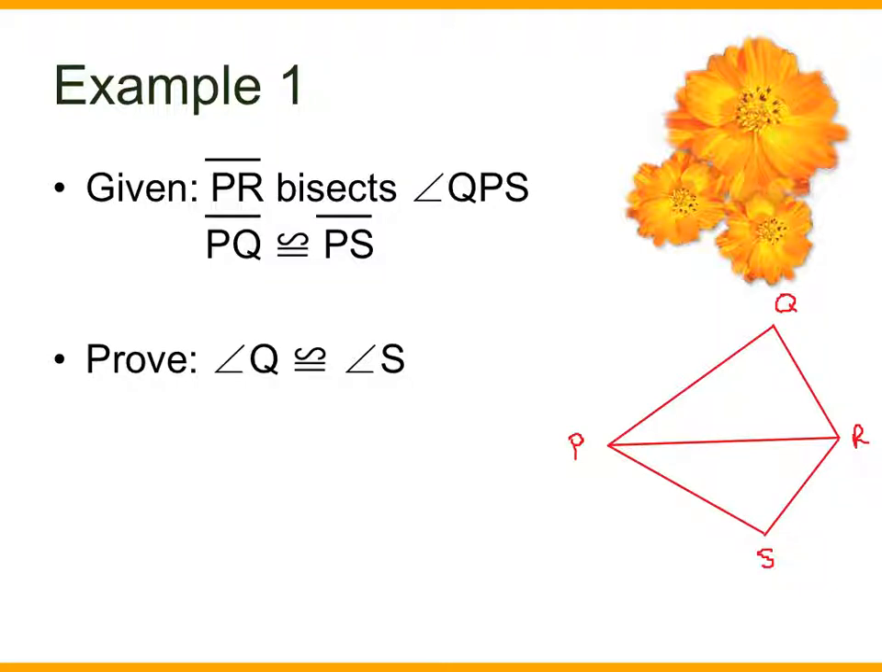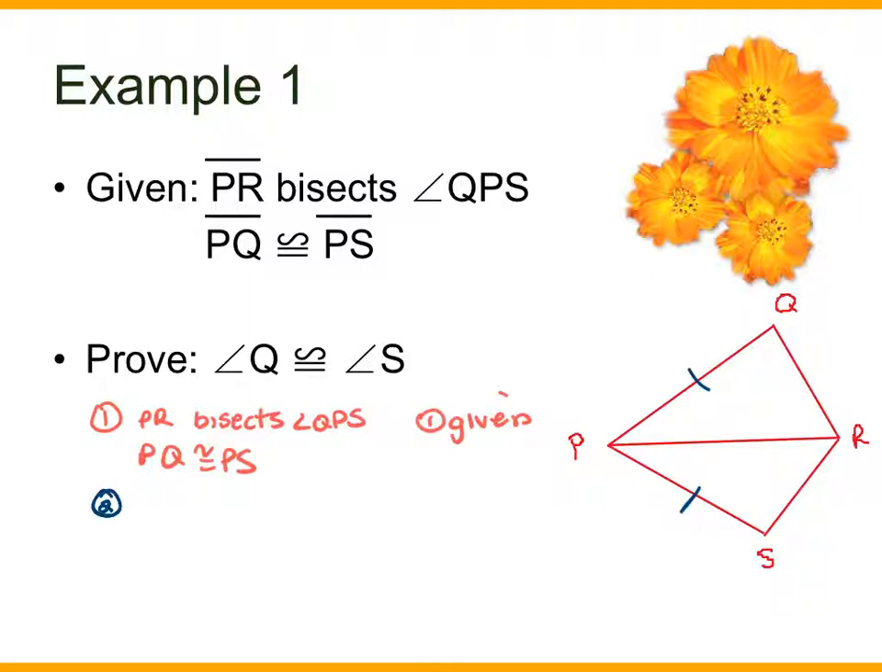All right. So it says PR bisects angle QPS. So that's step 1. PR bisects QPS. And PQ is congruent to PS. So that one I can mark. PQ is congruent to PS. Okay? What else do you have going on in that triangle that's going to help you prove that these triangles are congruent? Reflexive. Okay, the reflexive side, PR, is congruent to PR.